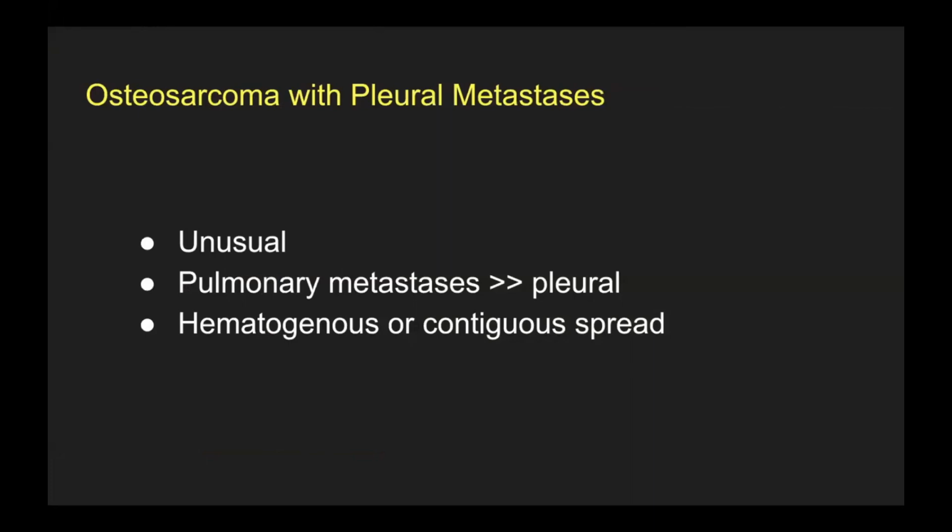We know that osteosarcoma can metastasize to many places, to bones, to lungs, but pleural metastasis is unusual. Pulmonary metastases are far more common than pleural metastases. When the pleura is involved with osteosarcoma, it can be either a contiguous spread from a thoracic osteosarcoma, or a hematogenous spread, as in our case. So this was a very unusual appearance of ossified pleural metastasis from osteosarcoma.